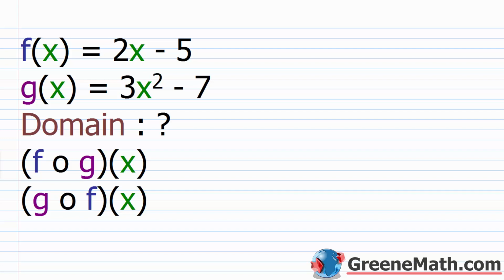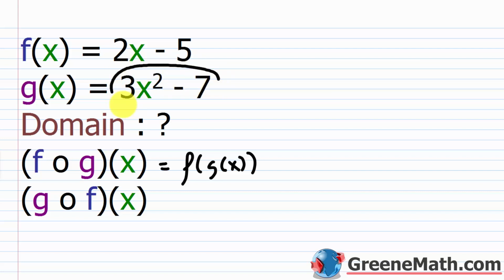In this particular case, whether I have f composed with g or g composed with f, the domain is going to be all real numbers in each case. The reason is, for f composed with g, this is f of g of x. The inside function here is g of x, and it's all real numbers. So I can plug in anything for x and square it, multiply it by 3, and then subtract away 7 from the result. There's no problem there.